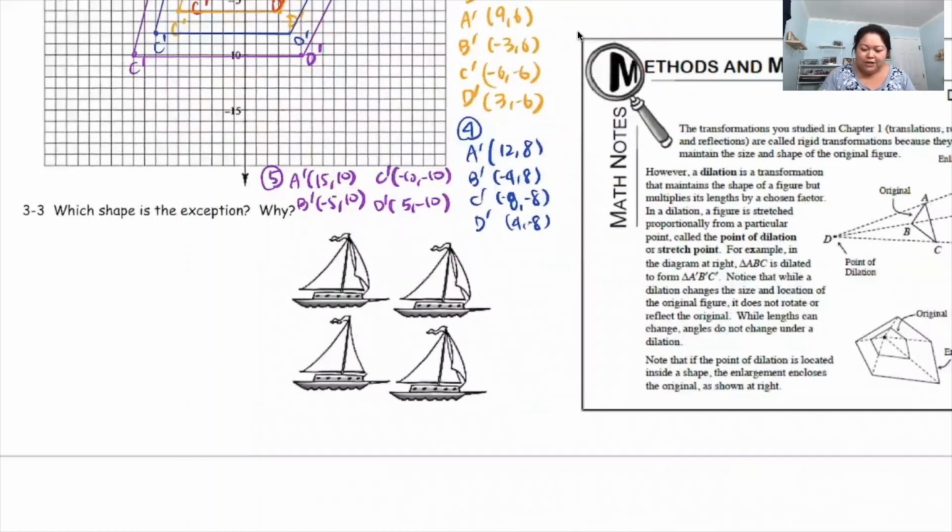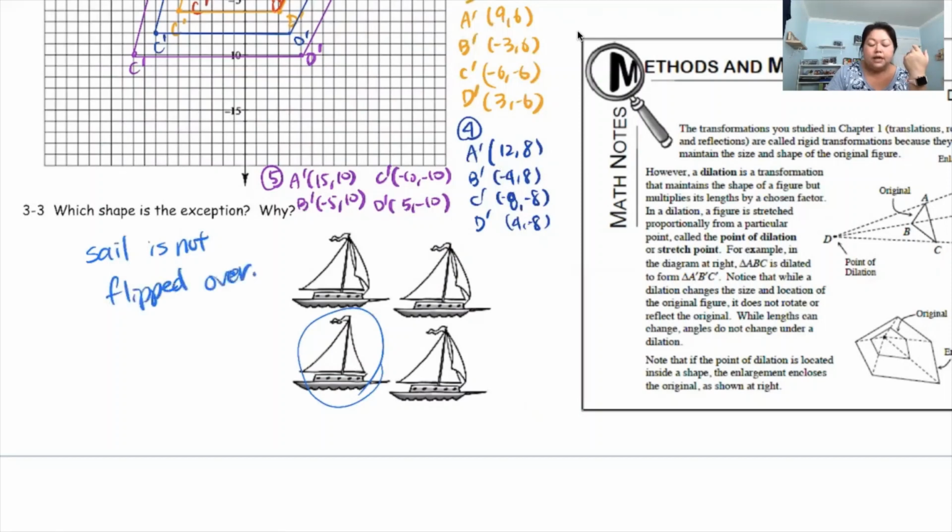This is a fun question. This is kind of like the ones my son does in his kindergarten class, right? Which one of these doesn't belong? So which shape is the exception and why? We want you to look at these 4 sailboats and tell me which one is different. Well, pause a second, think about it. And I will say that this one is different because the sail does not flip over. So the sail is not flipped over.